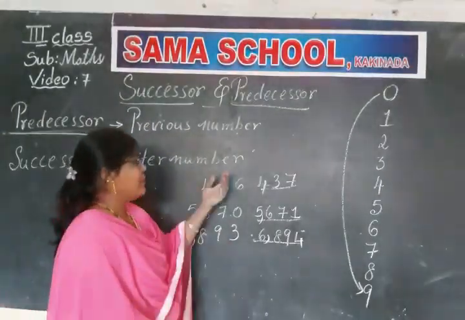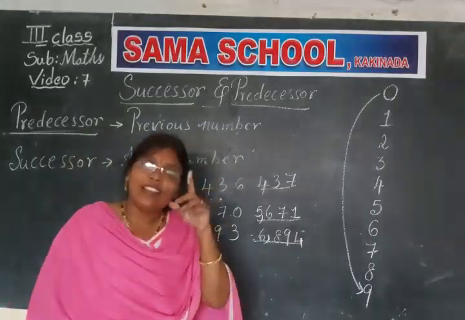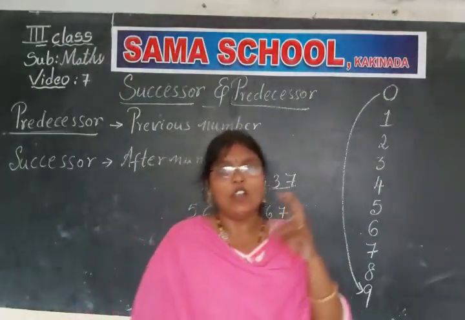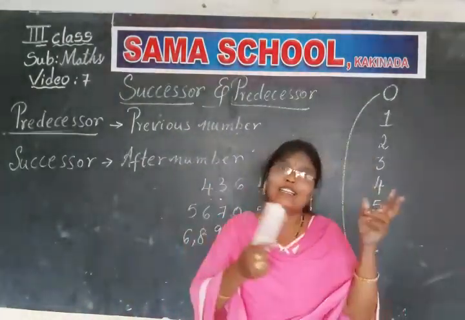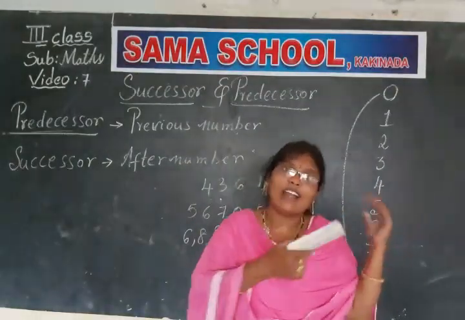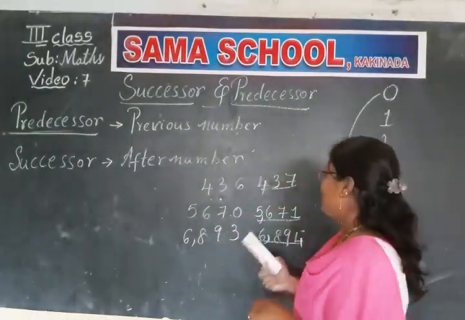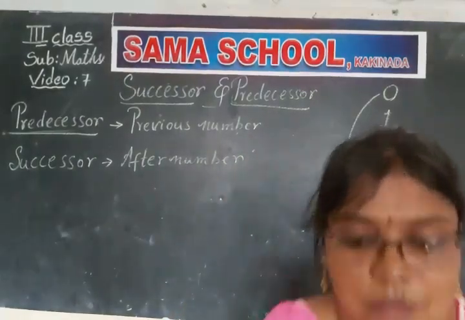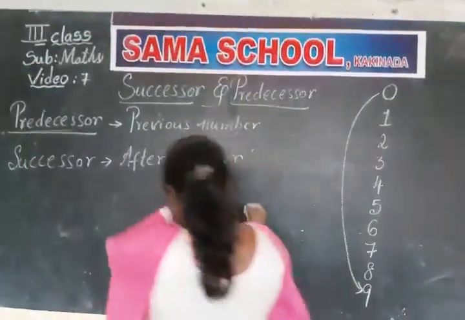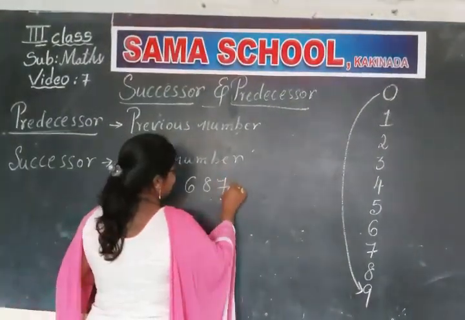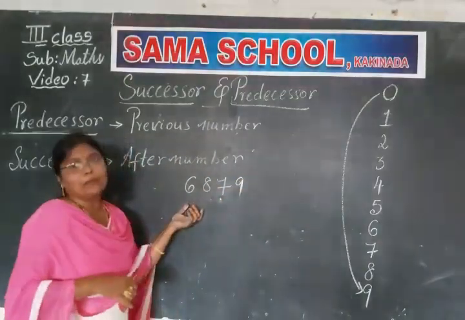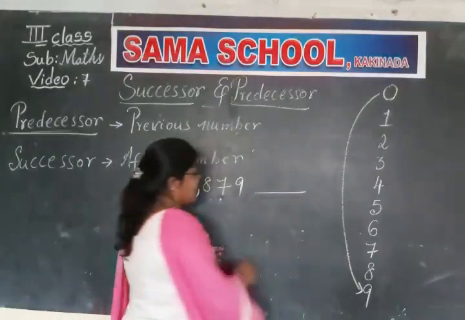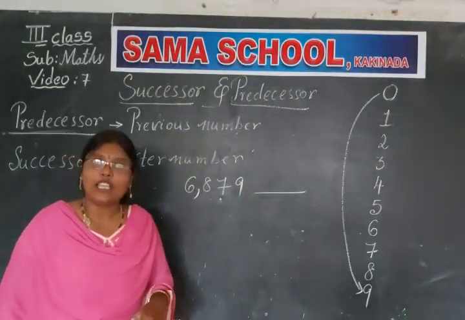But children, here also there are some cases. For predecessor, when there is 0, we have to change both the ones and tens place digits. Or if there are 2 zeros in ones and tens places, we have changed the hundreds place digit also. The same way, here, see. For example, let us take the number 6879. Now, see, you have to change the ones place digit, right?